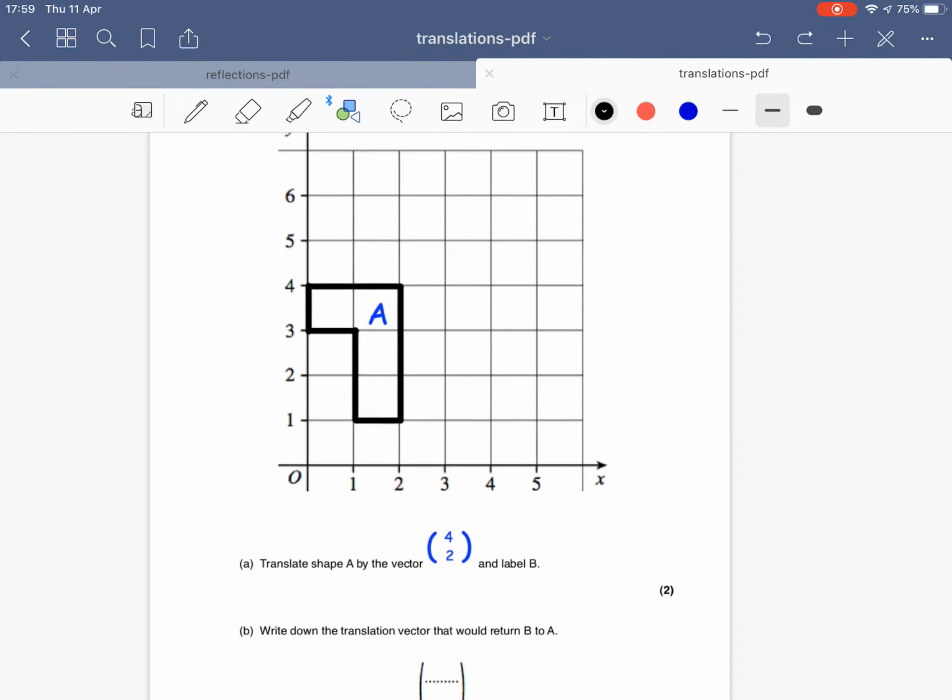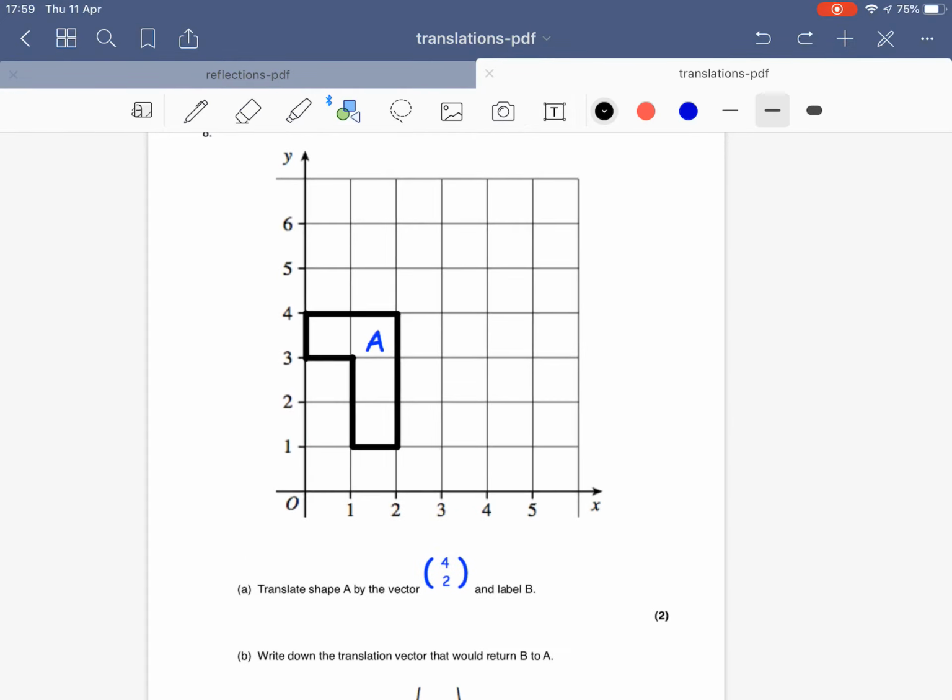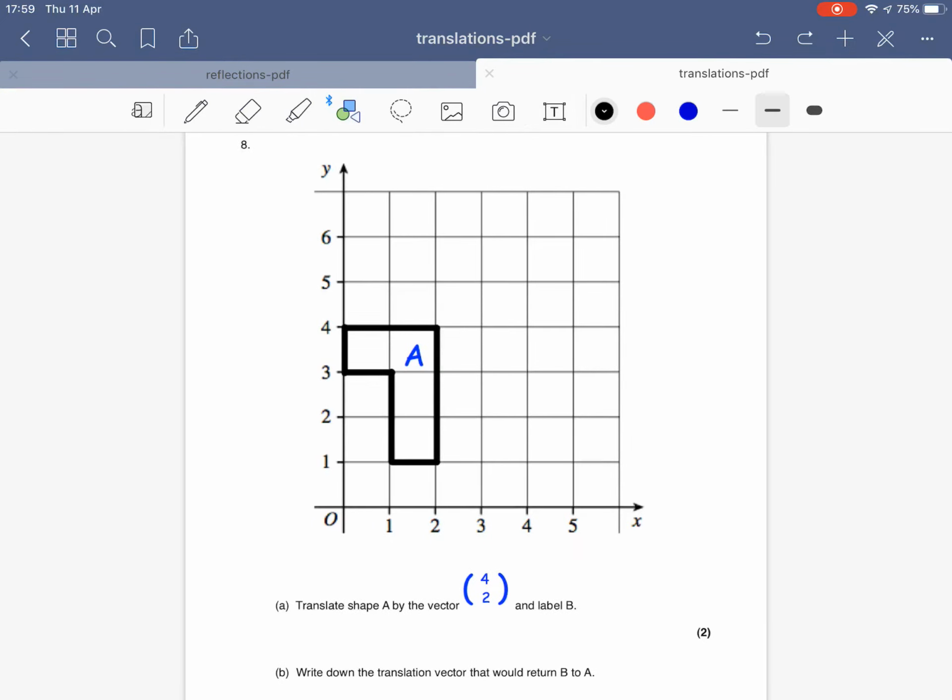Okay, translate shape A by the vector 4, 2, and label B. Oh, we got to label it. So 4, 2, this top one, left or right, is positive, so it means I'm going to go right by 4. Bottom number, up or down, is positive, so I'm going to go up by 2. So I want to move it 4 to the right and up by 2.